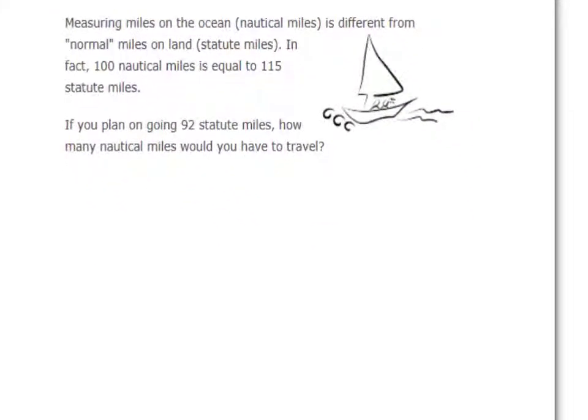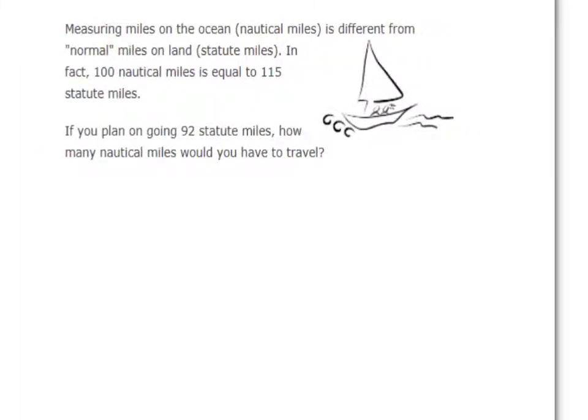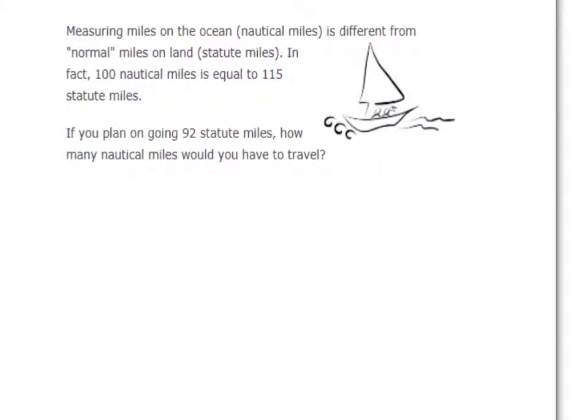Now, measuring miles in the ocean is done in nautical miles. It's different from normal miles on land, which they call statute miles. I never actually heard that before. In fact, 100 nautical miles is equal to 115 statute miles. So if you plan on going 92 statute miles, how many nautical miles would you travel?